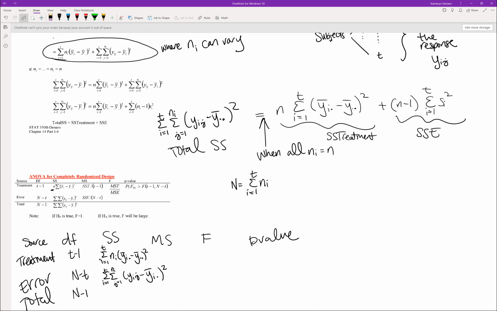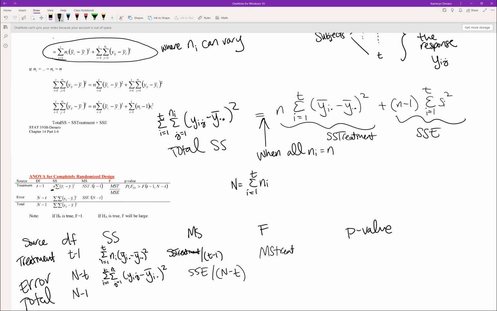Remember, our mean square due to treatment is our sum of squares due to treatment divided by t minus 1. And our mean squared error is the sum of squares error divided by n minus t. Our F value is our mean square due to treatment divided by our mean squared error. And the p-value is the probability that our test statistic is greater than the F value, where our numerator degrees of freedom is t minus 1, and our denominator degrees of freedom is n minus t. Okay, so this is just being able to set up the ANOVA table.